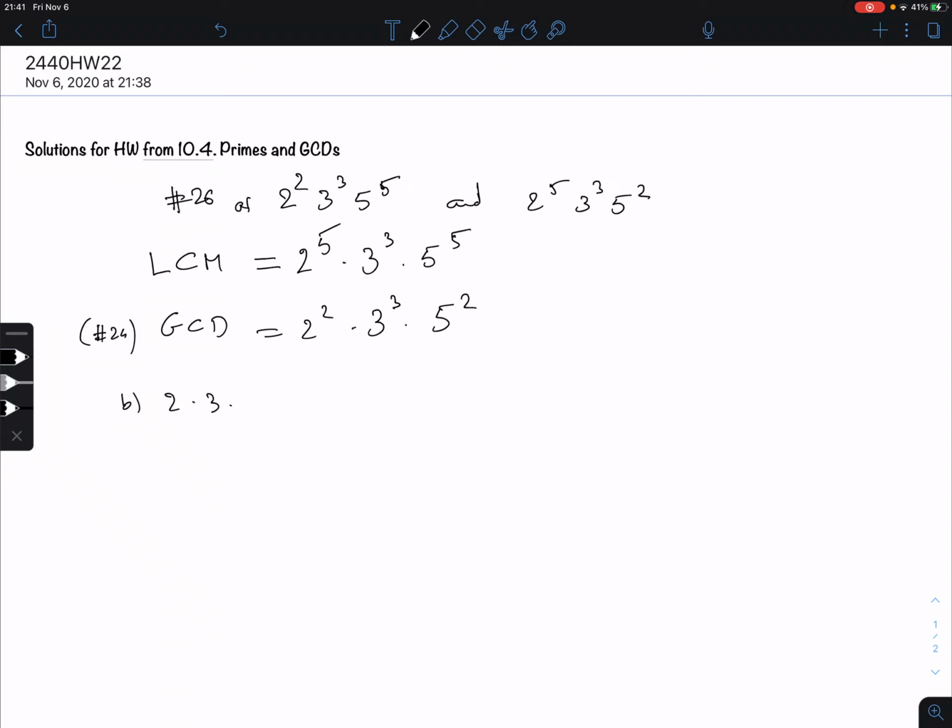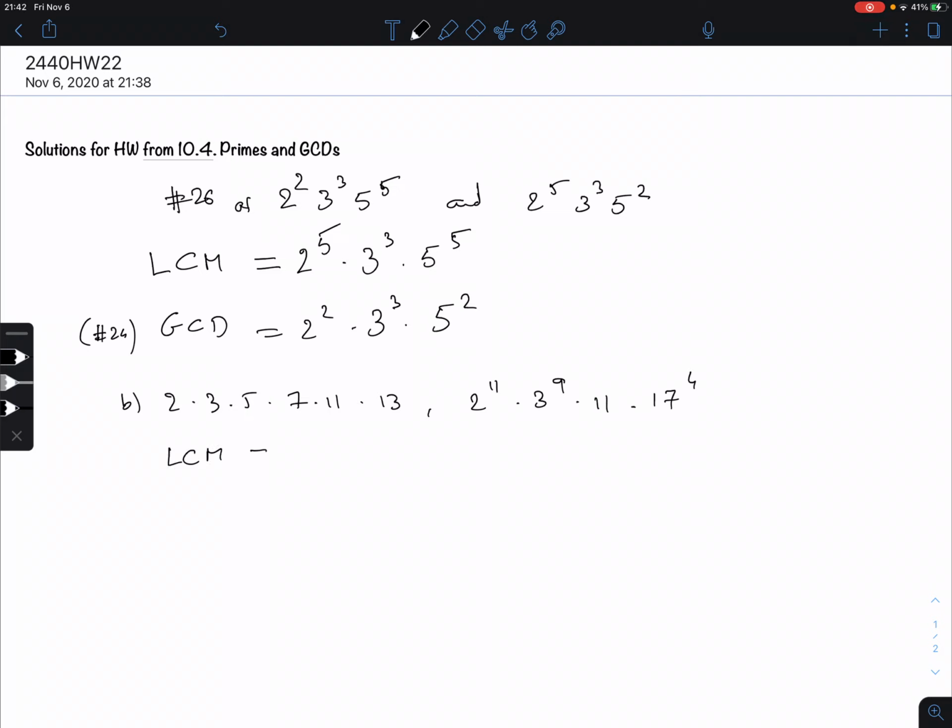2 times 3 times 5 times 7 times 11 times 13, and 2 to the power 11 times 3 to the power 9 times 11 times 17 to the power 4. Let me see that I didn't. Yeah, I think I copied it right.